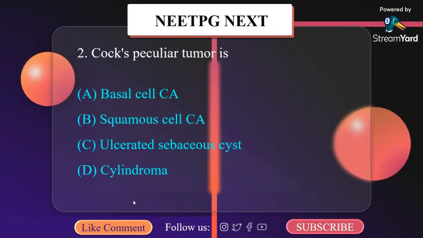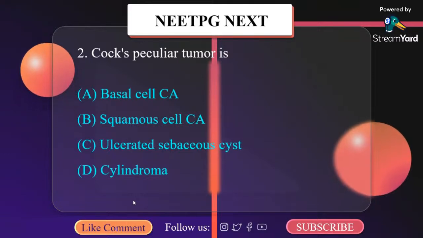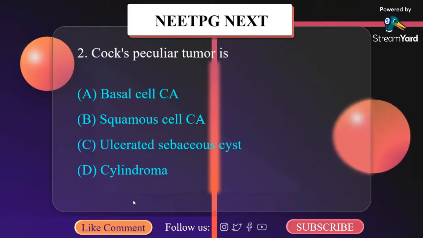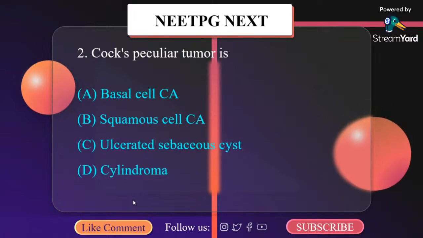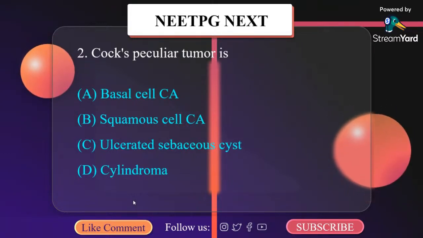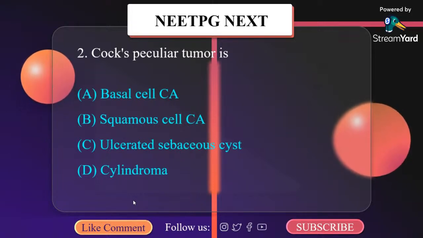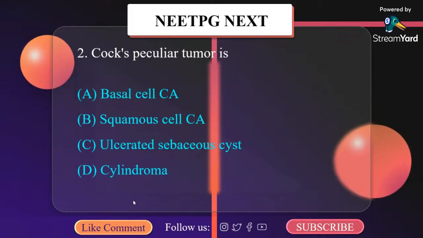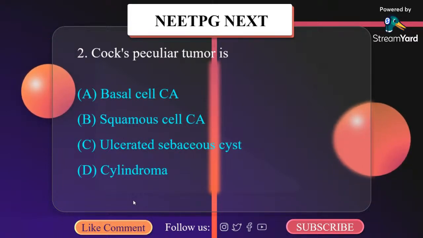Now, coming to Cox specular tumor: A. Basal cell carcinoma, B. Squamous cell carcinoma, C. Ulcerated sebaceous cyst, D. Cylindrome. What do you think is the correct answer here? Now, this Cox specular tumor is an ulcerated sebaceous cyst.